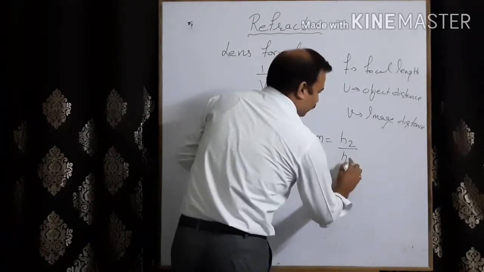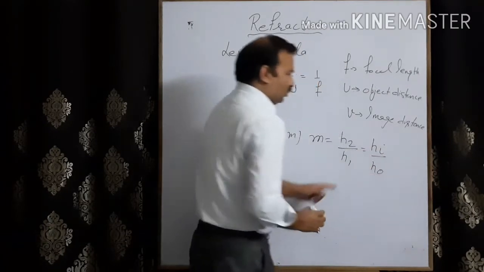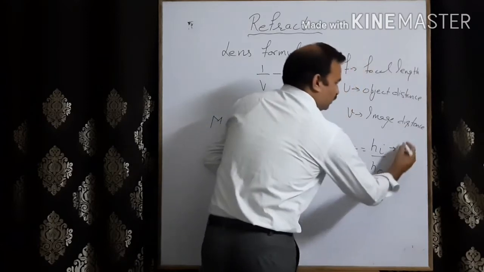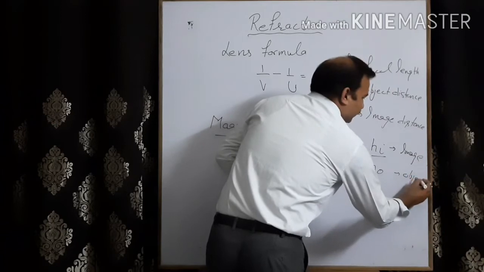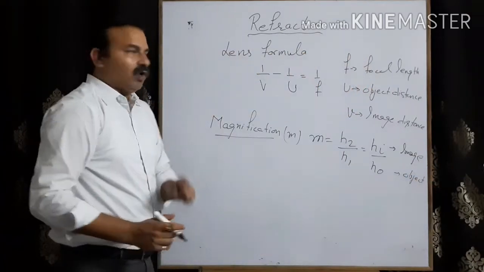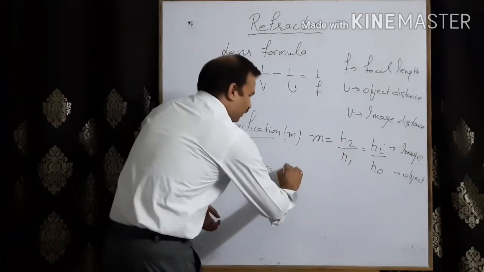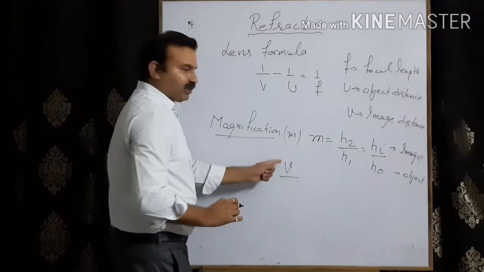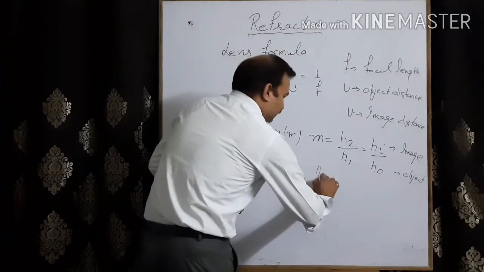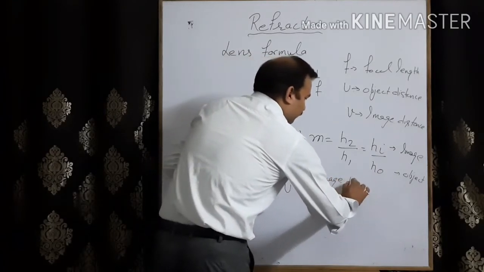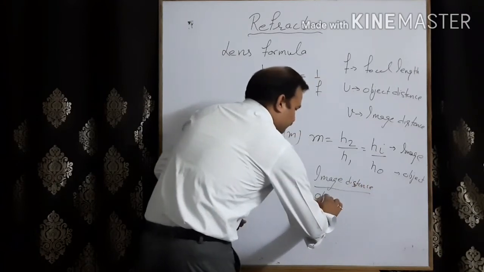Either I write h2 upon h1, or hi upon ho. This is height of image, I for image and o for object. Fine. Also, for the magnification there is one more formula, that is image distance upon the object distance, that is v by u. This is image distance upon object distance.